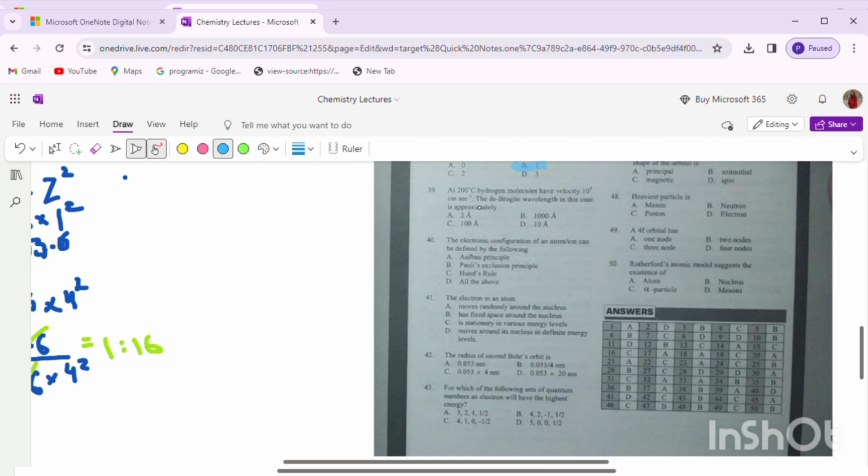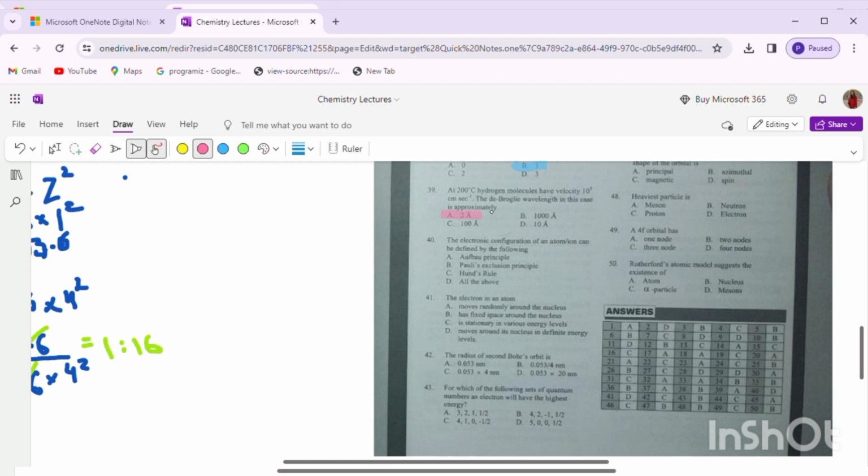39: at 200 degrees Celsius, hydrogen molecules have velocity 10 power 5 centimeter per second. The de Broglie wavelength in this case we can take out by the formula. We can take out the wave number first, then take the reciprocal of that wave number to get the wavelength. By putting in Rydberg's constant, I guess that is very easy, and its answer would be 2 Angstrom.